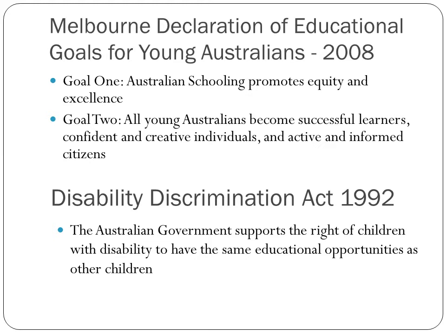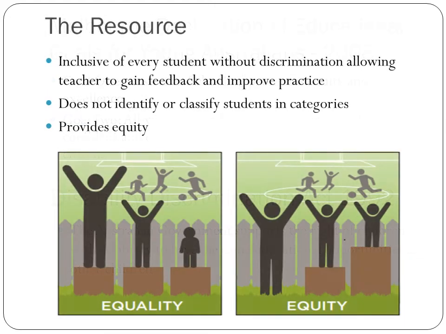According to the Disability Discrimination Act 1992, every person with a disability can study at any educational facility and is to be treated the same as any other student without discrimination. The resource is not discriminatory as it does not identify or classify students in categories and provides equity to all.